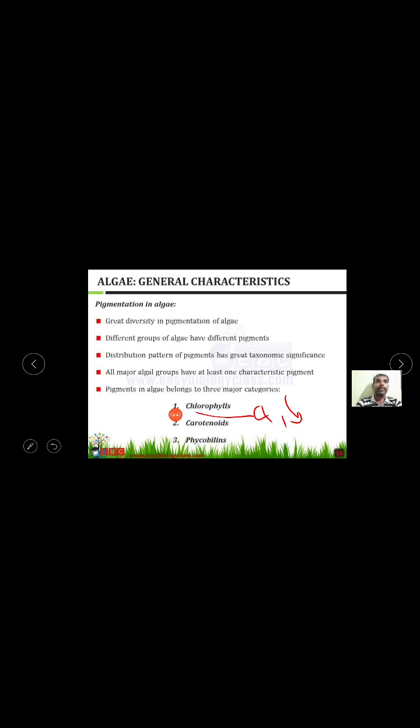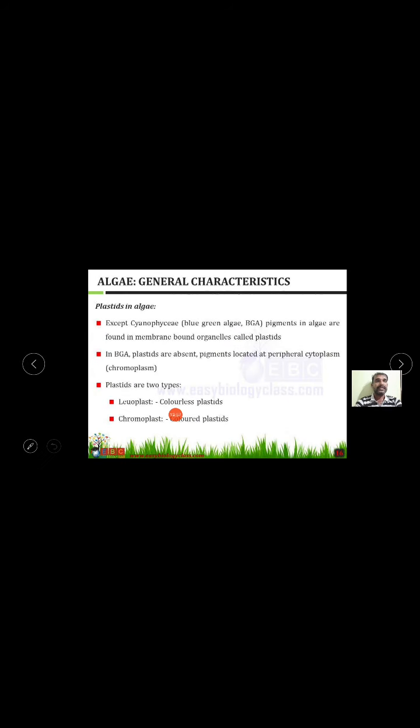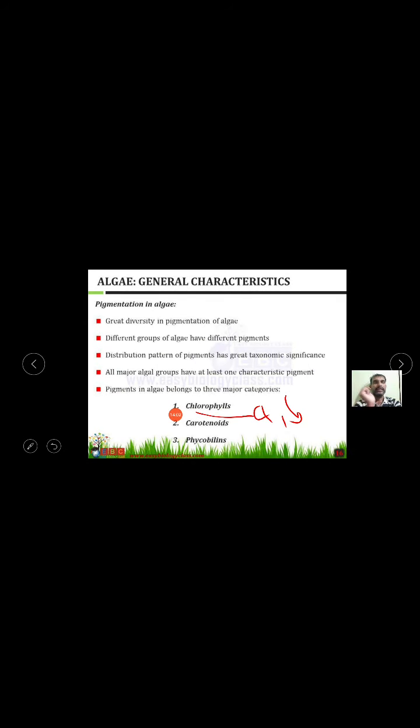Next, all major algal groups have at least one characteristic pigment. The algal pigments belong to chlorophylls, carotenoids and phycobilins. You can see the third one, the phycobilins. Phycobilins are mainly of two types: phycocyanin and phycoerythrin.